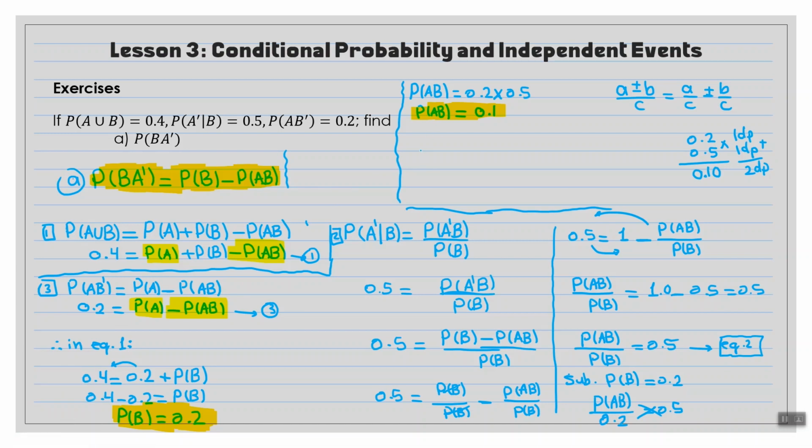So therefore, the probability of B A dash is equal to the probability of B, which is 0.2, minus the probability of AB, which is 0.1. So 0.2 minus 0.1, how much is the answer? The answer is going to be 0.1. So this is the probability of B A dash.